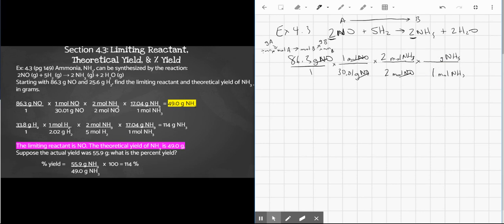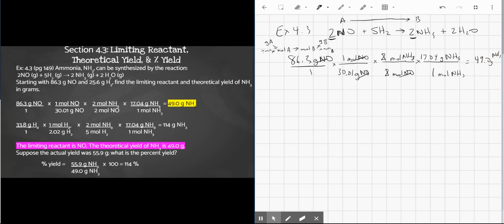We have to add it up. 14.01 plus the 3 hydrogens, that's 3.03. We get 17.04. Okay, and then we just do the math of, these have canceled, 86.3 times 17.04, and we're going to divide that by 30.01, and we should get 49.0 grams of NH3. Running out of room there.